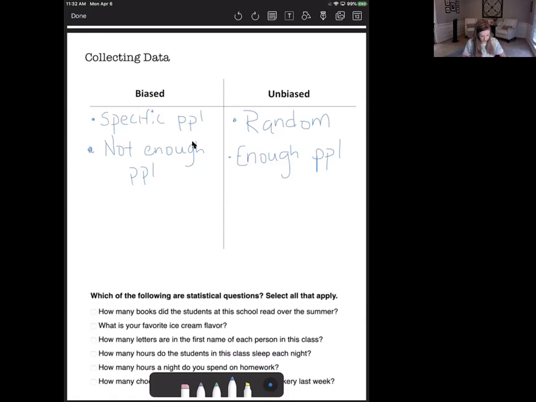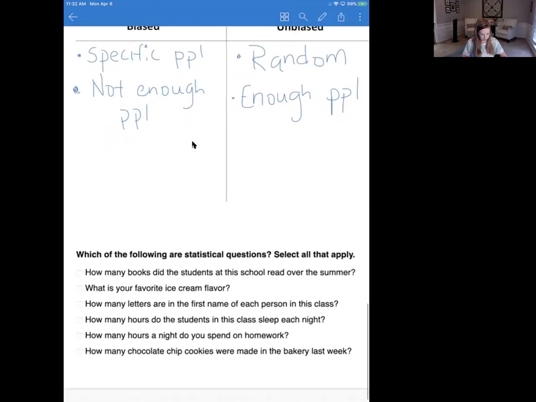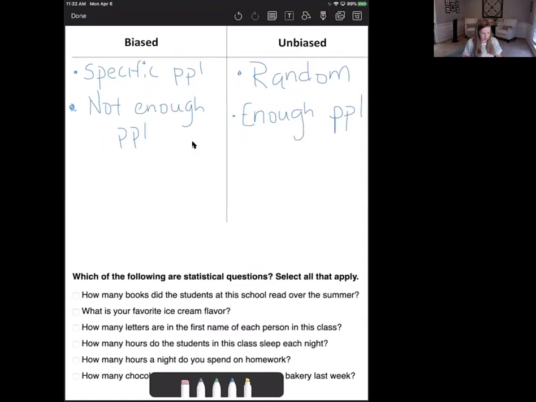And then the other thing that some of you are starting to understand, but some of you are still struggling with, is statistical questions. So a statistical question gives you lots of answers, not just one. And so I put a bunch of questions here, and you've seen these questions before. I pulled them from Odysseyware, but it says, how many books did the students at this school read over the summer? So anytime you're talking about a bunch of people, students versus just one student, that's going to be a statistical question, okay? So if it said, how many books did you read over the summer? That would not be, because that's only going to give you one answer.